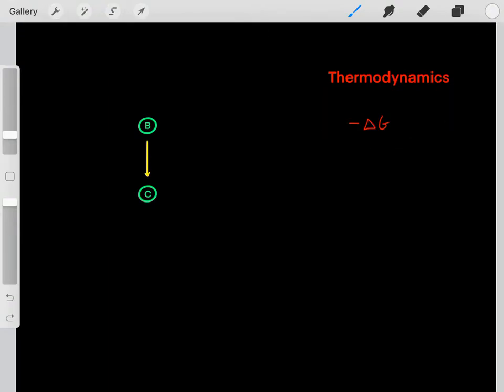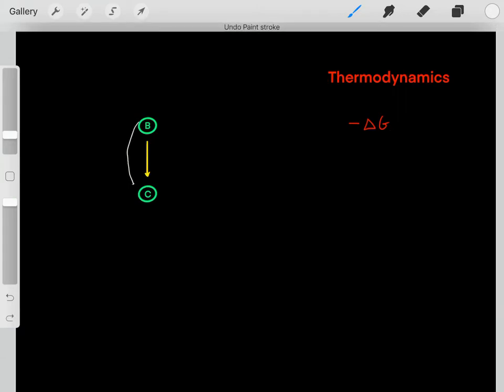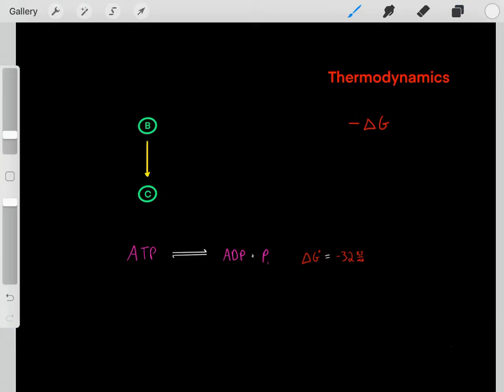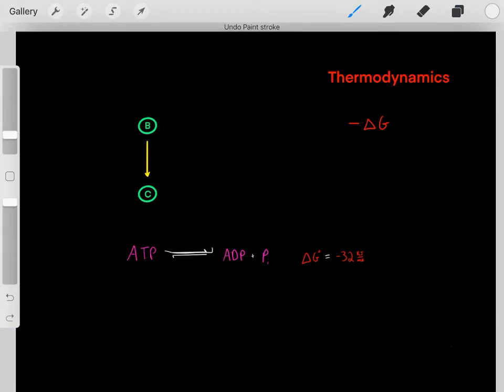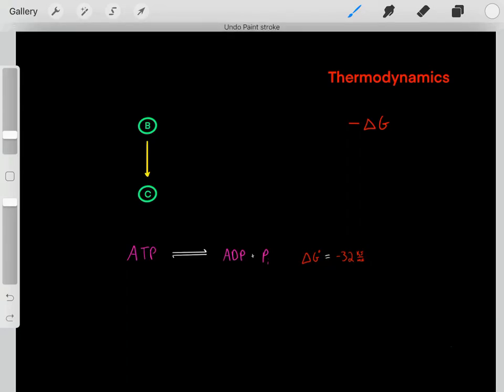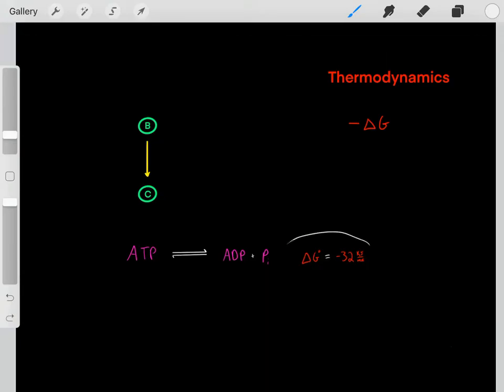So therefore, if the cell wants to go through this particular chemical reaction, taking compound B and converting it into compound C, we need to make sure this chemical reaction is thermodynamically favorable with a negative delta G. So how do we make sure this reaction has a negative delta G? Well, we use ATP. So we know we can look in any old textbook and see that taking ATP and hydrolyzing it into ADP and inorganic phosphate has a standard state delta G of negative 32 kilojoules per mole. So therefore, this reaction has a standard state delta G of negative 32 kilojoules per mole. It has a negative delta G, so therefore we know this reaction is spontaneous.